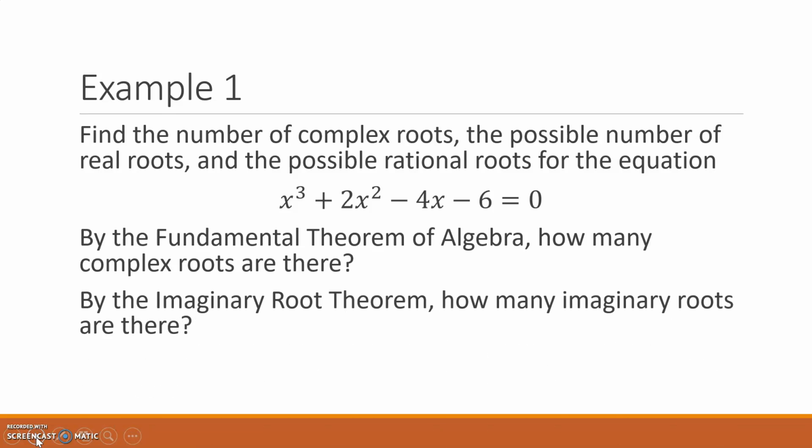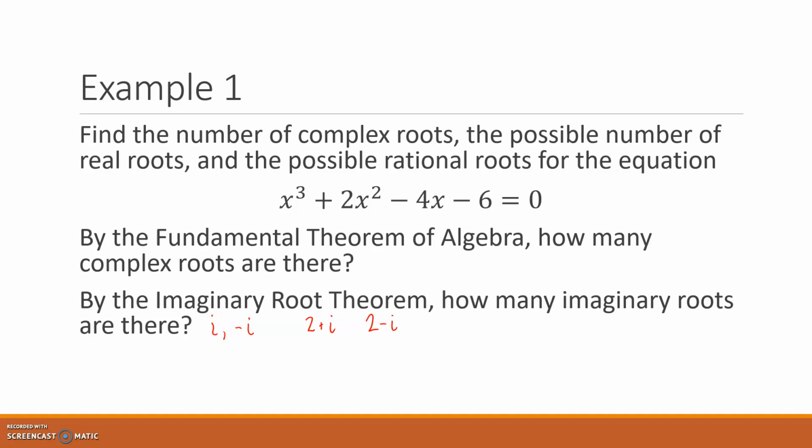Now, in the last lesson, we looked at the imaginary root theorem. And so we want to know how many imaginary roots are there. Well, think about it this way. If I have i, what other root do I also have? I also have negative i. If I have 2 plus i, what else do I have? I have 2 minus i. They always come in pairs. If I have i, I have to have negative i as well. They're always going to go together.